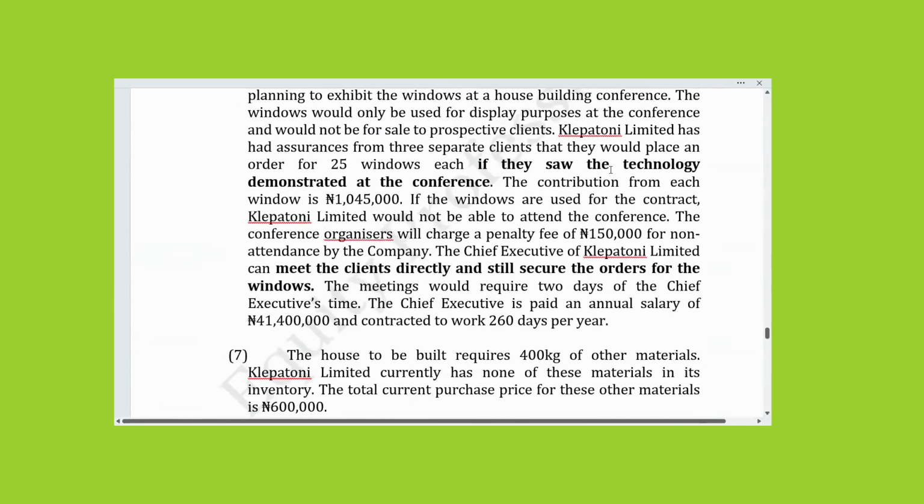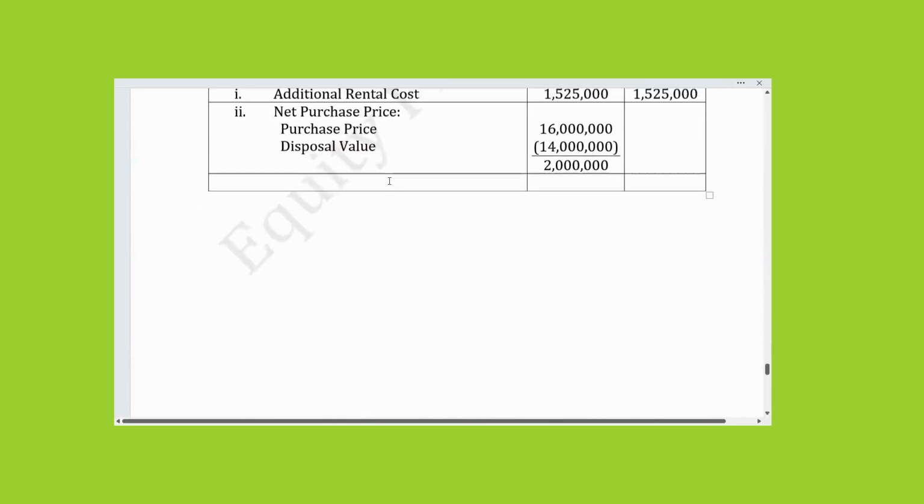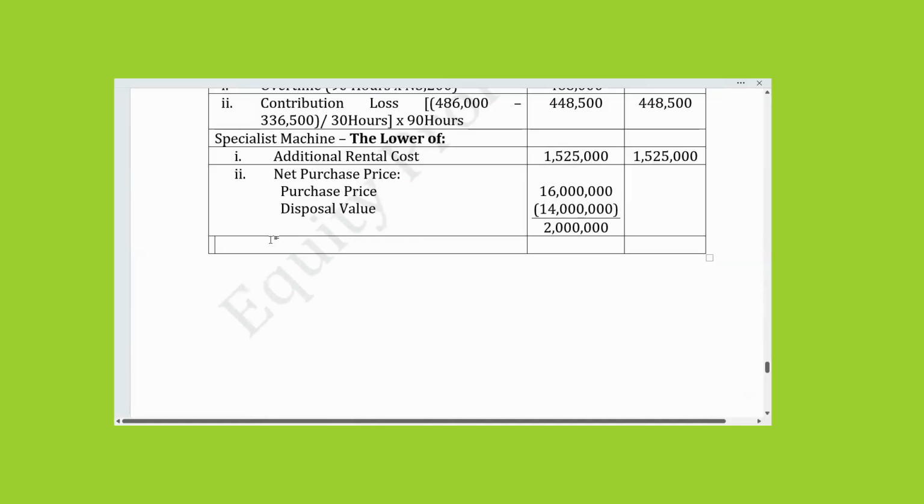So I will then come here, windows, penalty fee. How much is that? 150,000. That's it. Next item.